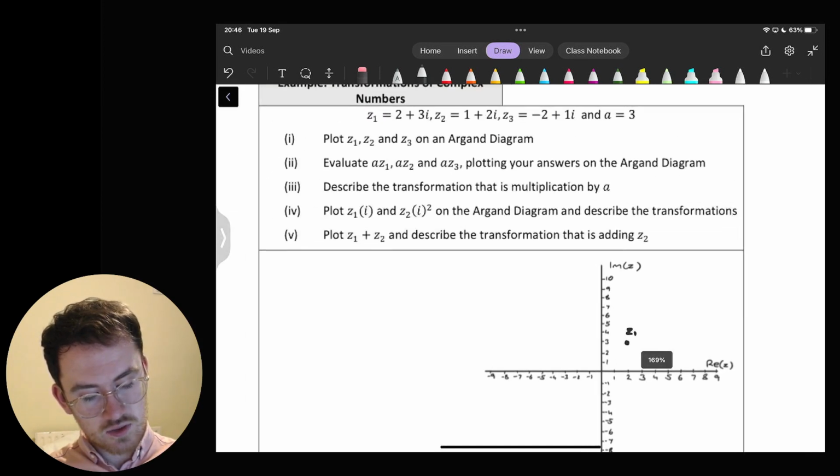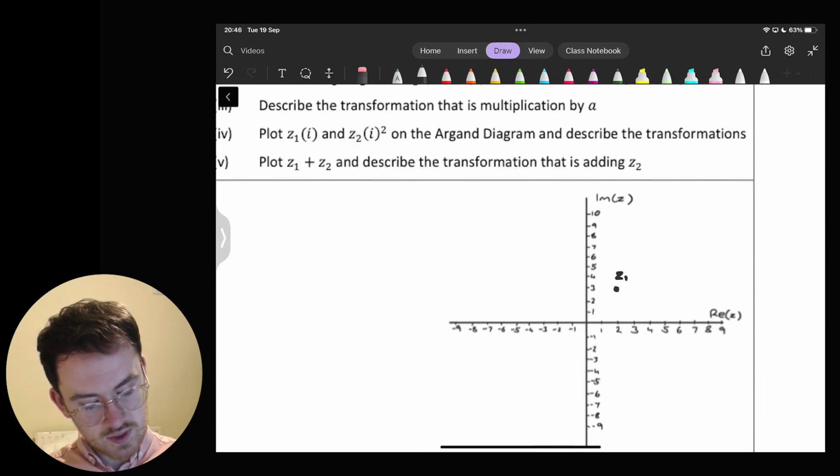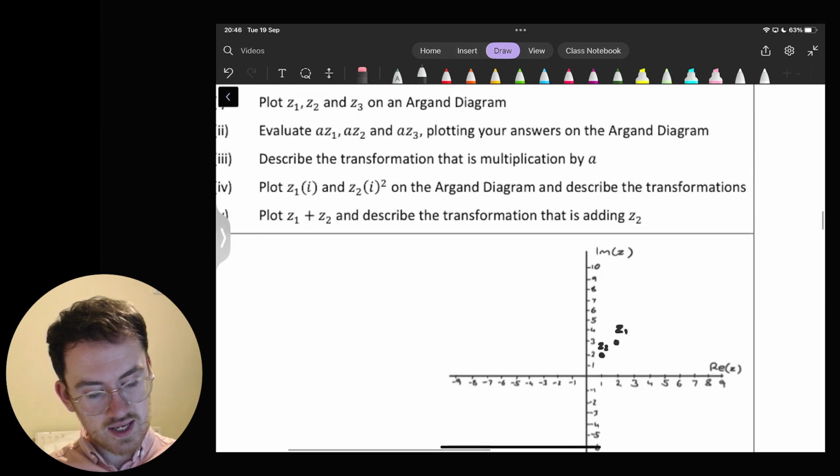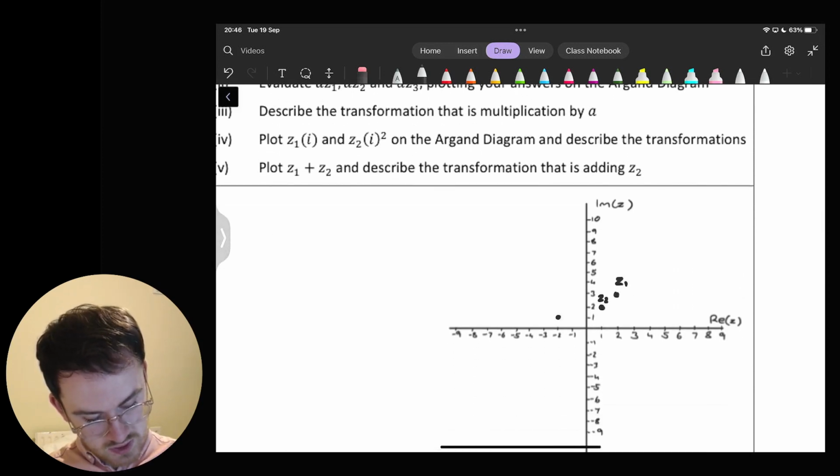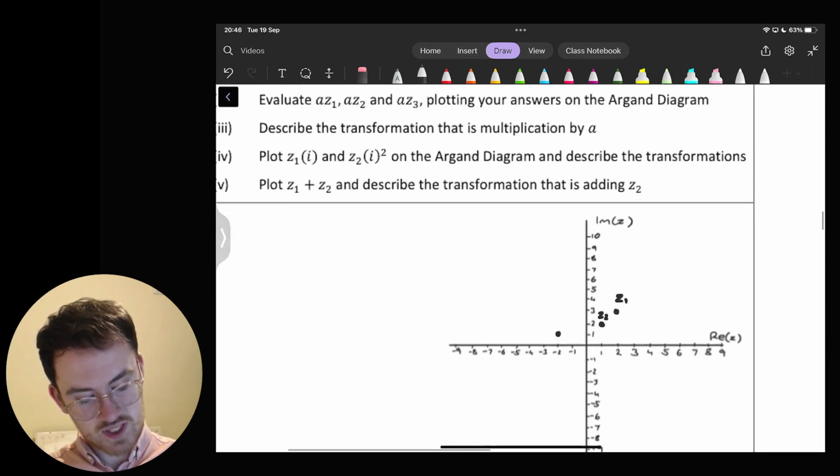Z2 then is going to be 1 plus 2i. So let's have a look at this one. That's going to put it about here. And Z3 is minus 2 plus i, which is going to put it around about here for Z3.